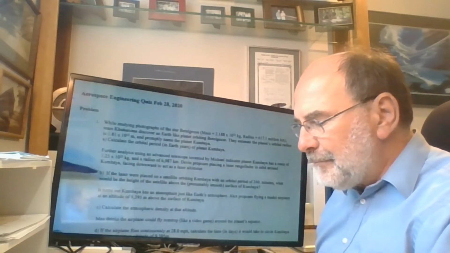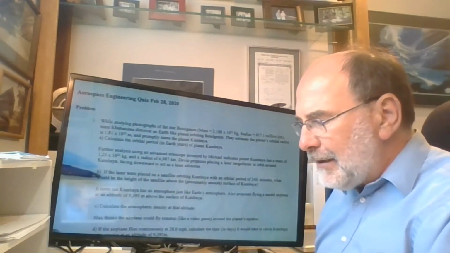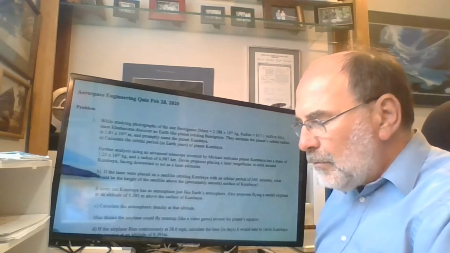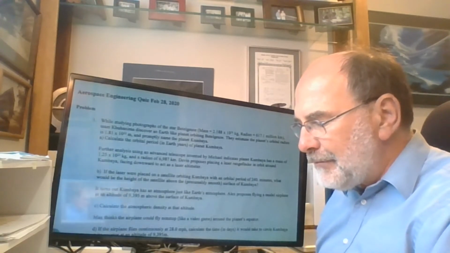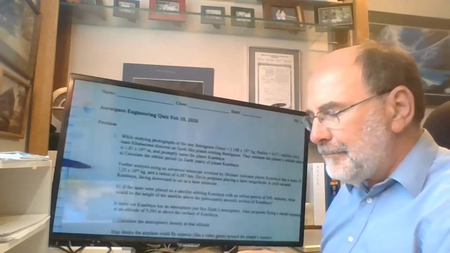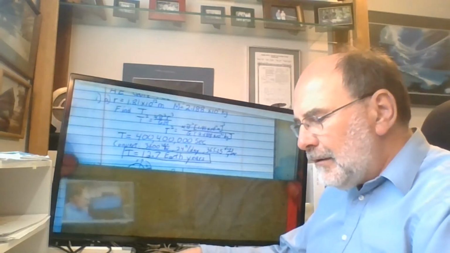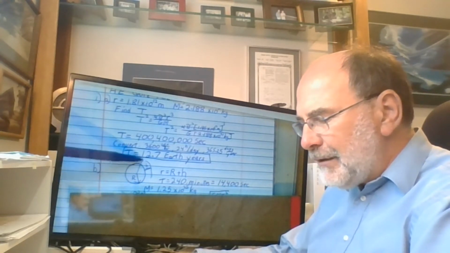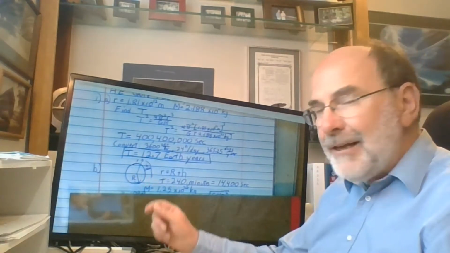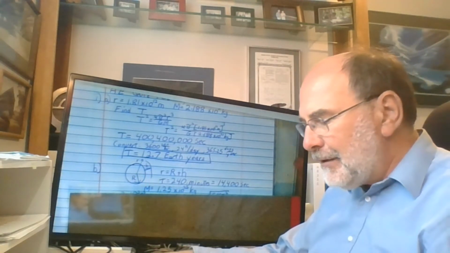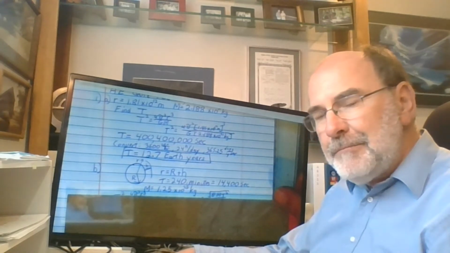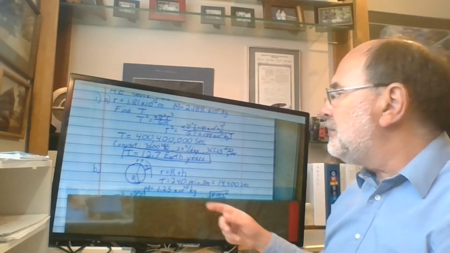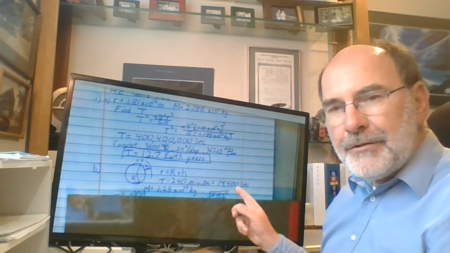But here, part B. So if the laser were placed on a satellite orbiting Kumbaya with an orbital period of 240 minutes, what would be the height of the satellite above the presumably smooth surface of Kumbaya? All right, so to answer that one, a little sketch to remind you that the orbital radius is equal to the radius of the planet plus the height above the surface of the planet. So this is another one that CP physics students should be able to solve. You have to convert the 240 minutes into 14,400 seconds.